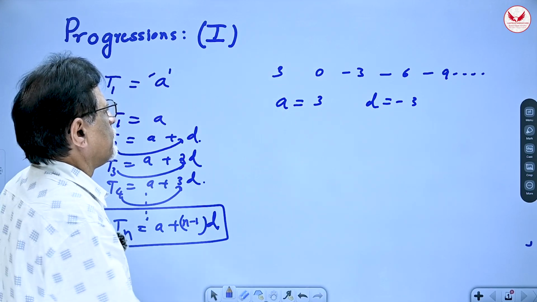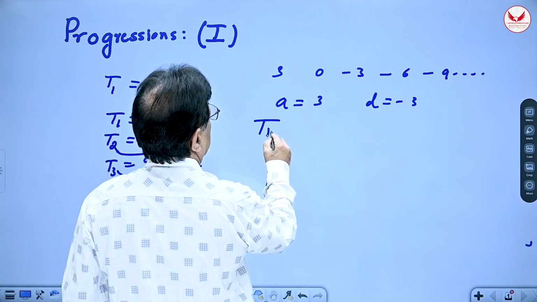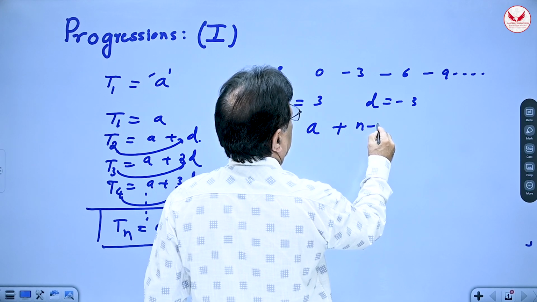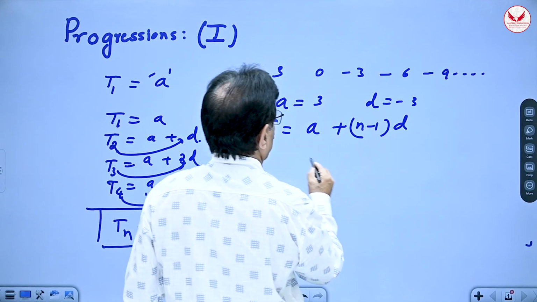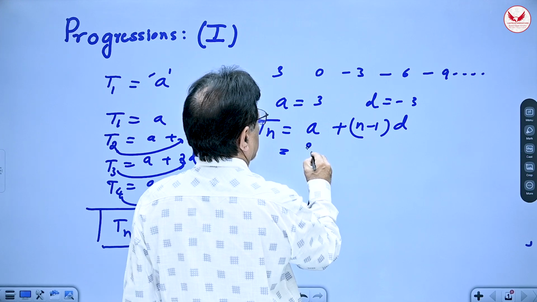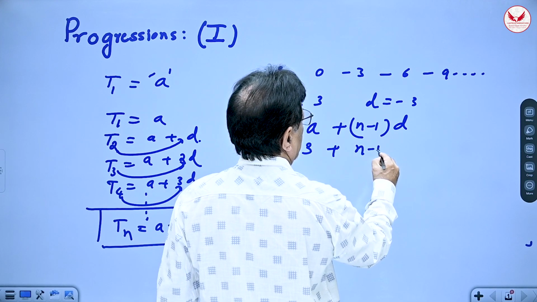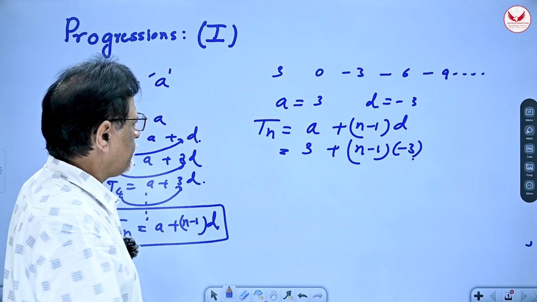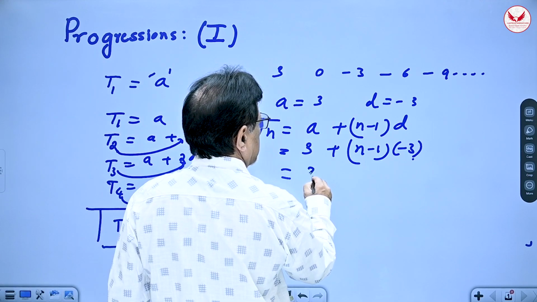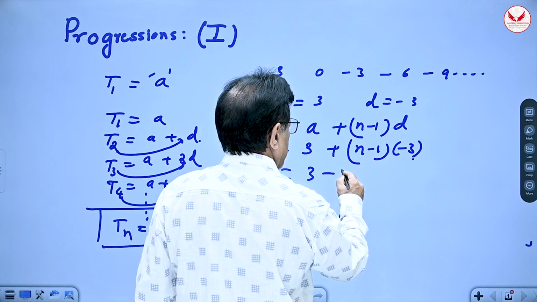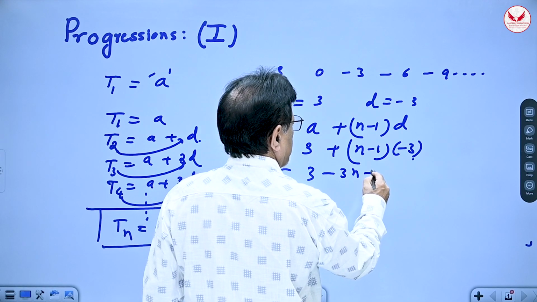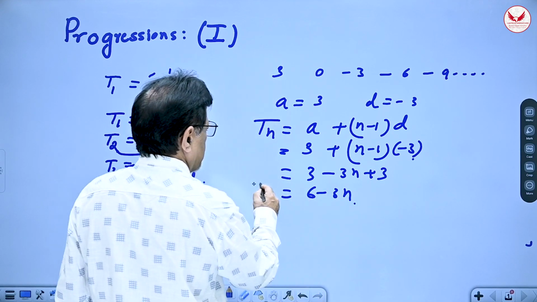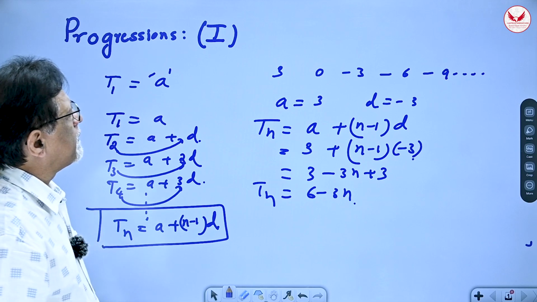Fine. So formula will remain same. What is Tn? Tn is equal to A plus n minus 1 into D. Fine. So A is what? 3 plus n minus 1 into minus 3. So what is that? That is equal to 3 minus 3n, correct? And plus 3, which is equal to 6 minus 3n. So that gives me nth term of this particular sequence.